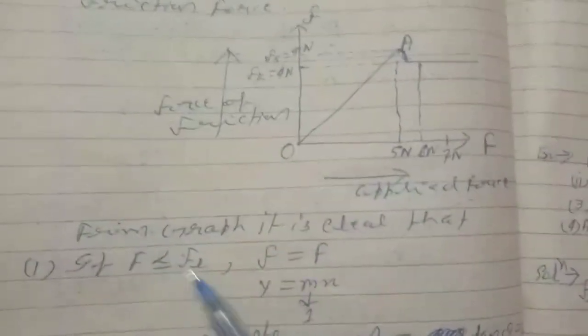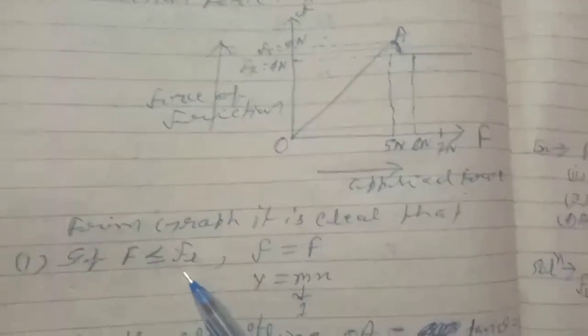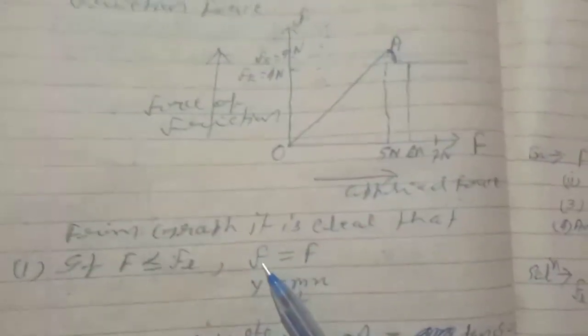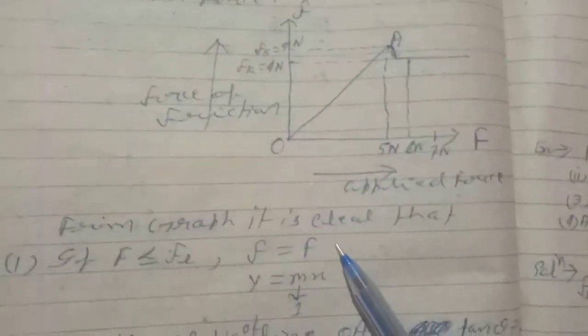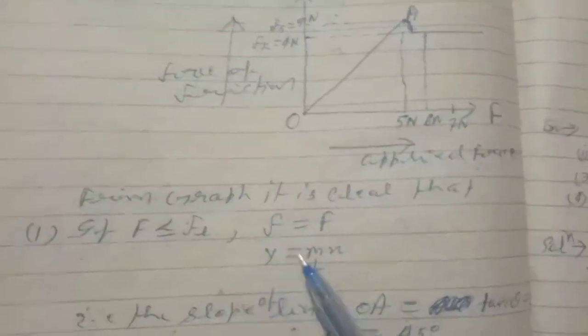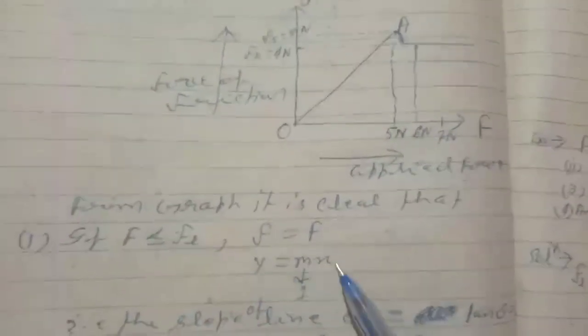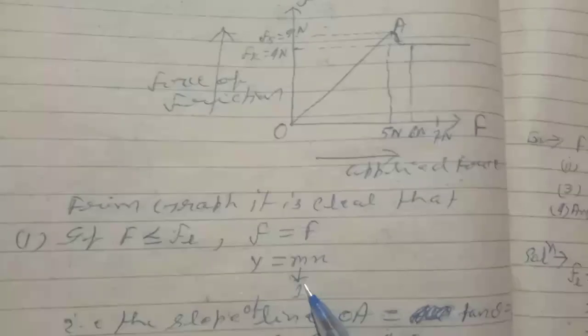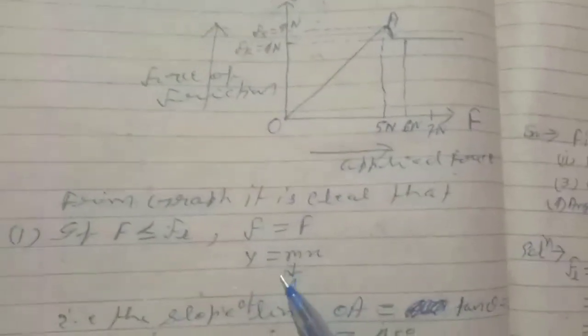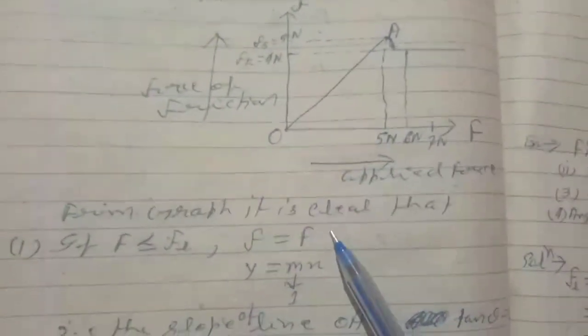From the graph, it is clear that if F is less than or equal to FL, that is the limiting friction force, the force of friction is equal to the applied force. Or from this, that is y equals mx. Here m equals 1, that is the slope is 1, because the force of friction is equal to the applied force.